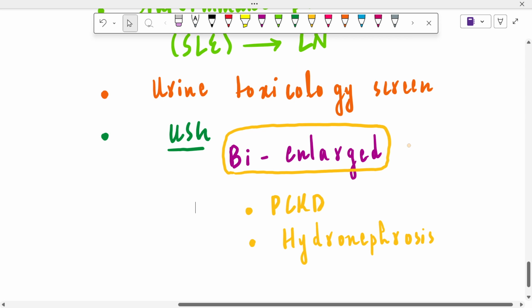Let's talk about the treatment aspect of FSGS. First of all, in case of secondary FSGS, we need to treat the cause. We need to treat the cause that is causing the FSGS, because in secondary there are infections, drug abuse, sickle cell anemia, there can be aplastic crisis, heroin abuse. So we need to treat that particular cause.